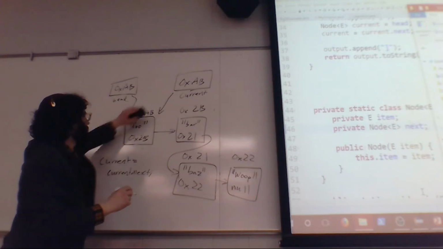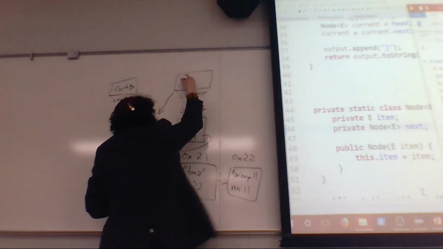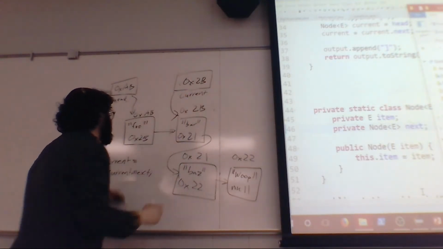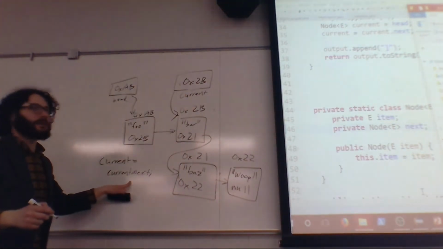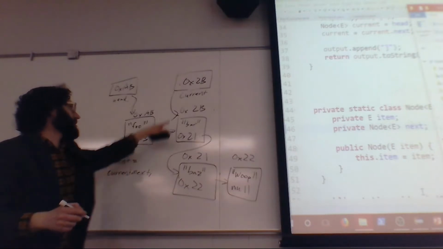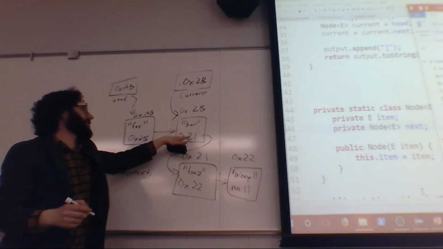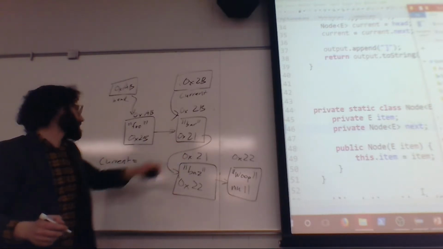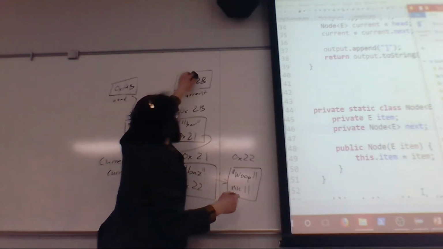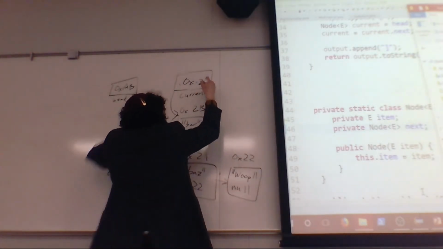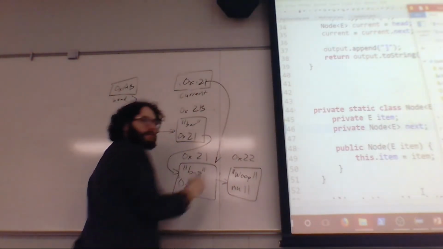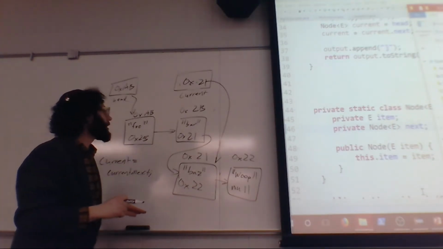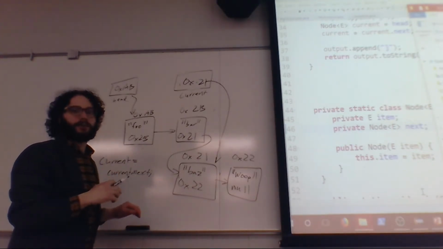So now current will be 0x2b. And now if we see this line again, current is equal to current.next. We'll say, okay, what is current? It's 0x2b. What is 0x2b's dot next? It's 0x21. So we'll go ahead and update this with 0x21 and point it to here. Make sense? Okay, so that's what that one line will do.